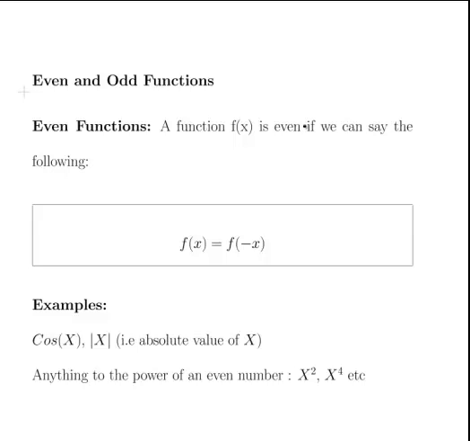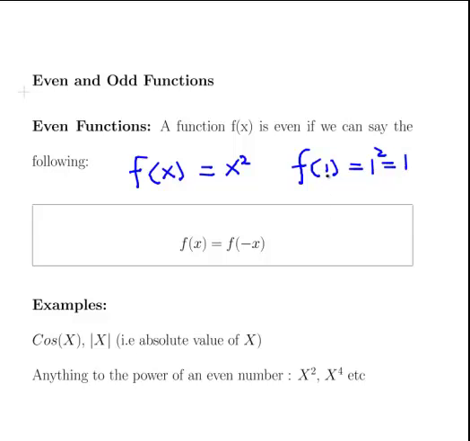So, even function. A function f of x is even if we could say the following, that f of x is equal to f of minus x. So let's just have a quick example here. Let's say f of x is x squared. Now, for argument's sake, let's put in f of 1, that's equal to 1 squared, and that's equal to 1.